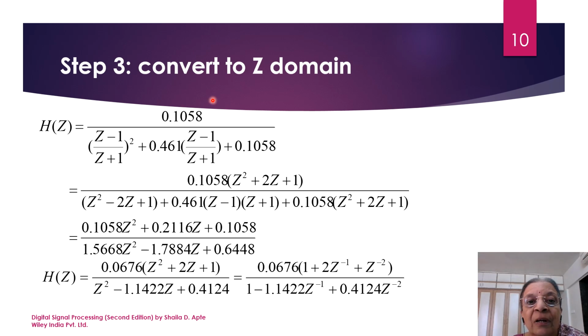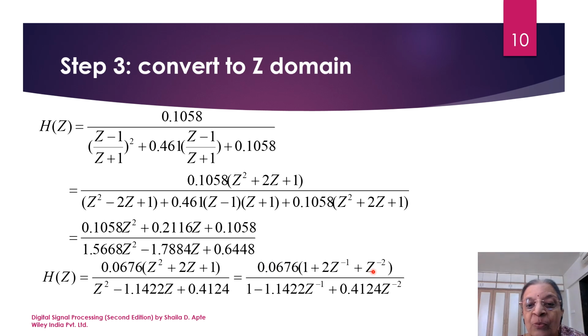The third step in the design is converting to the z domain. So whatever s domain equation we have, we put s equal to z minus 1 upon z plus 1, because we are using the bilinear transformation method. As we understand, the conversion equation is linear in the numerator and linear in the denominator, that is z minus 1 upon z plus 1, so we call it the bilinear transformation method. After putting s as z minus 1 upon z plus 1 and simplifying, we get this as the transfer function in the z domain.